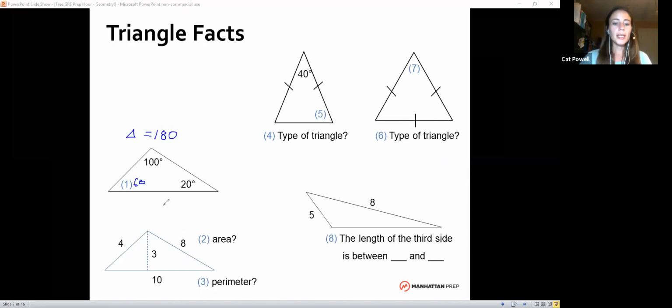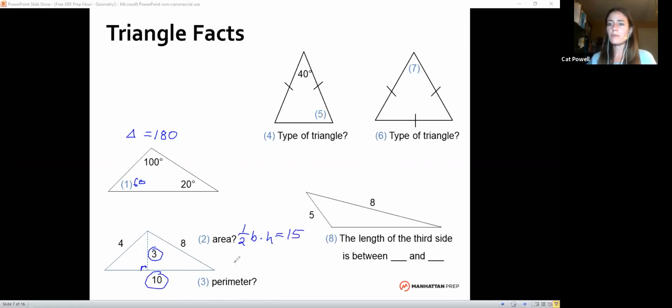Okay. Here I have a triangle. I need to add a little piece of information here, I realize. What is the area of this triangle here? Nice, yeah, you guys got it. Area is 1/2 base times height. So 10 times 3, half of that, and I get 15.